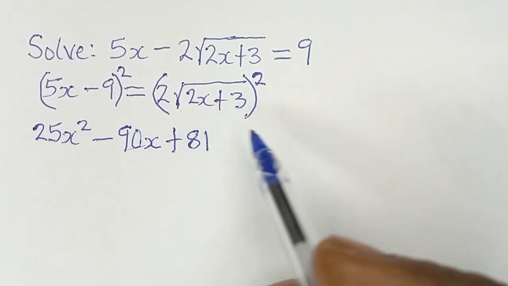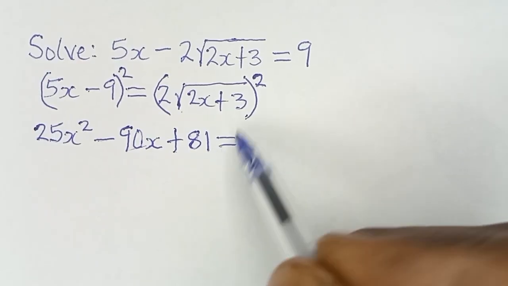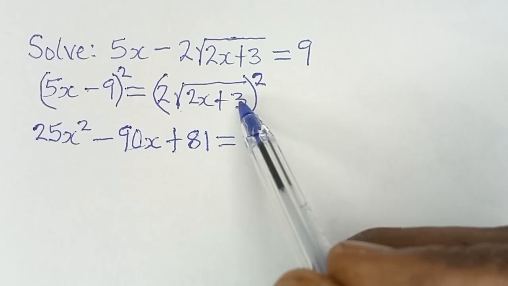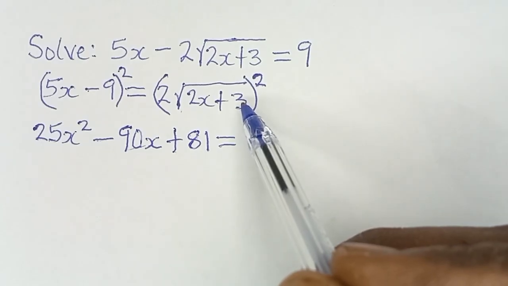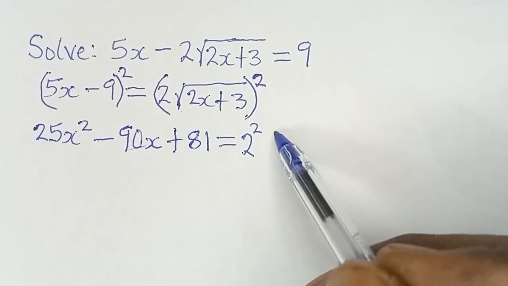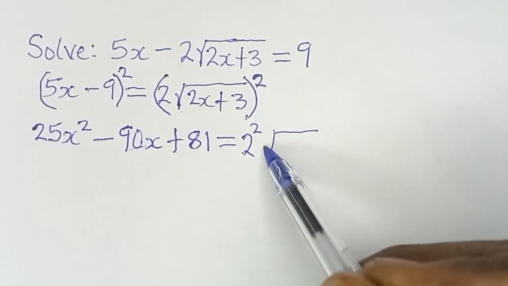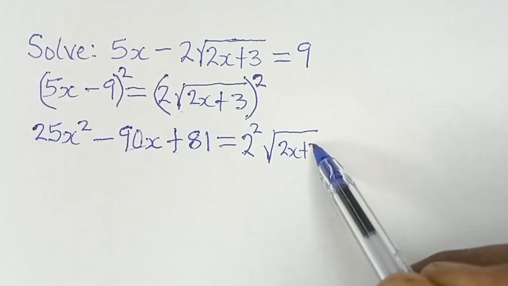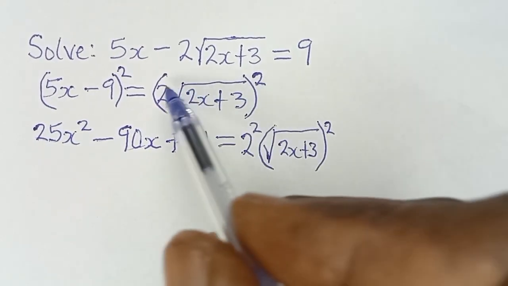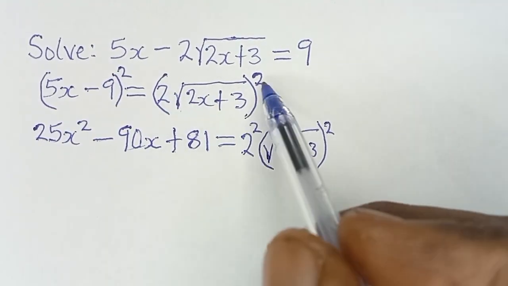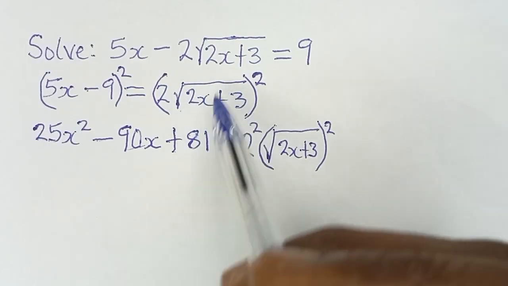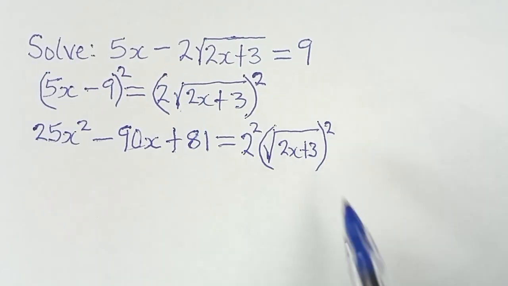So this is the left hand side now, and then we say it's equal to, now this square sign affects what is here and also affects what is inside the root sign. So it's going to be 2 square, according to the law of indices, and then we have root 2x plus 3 also squared. So this square outside affects all the terms inside the bracket. So it's affecting these 2, and that's why I wrote 2 square. And it's also affecting this term here, and that is why I've also squared this term.